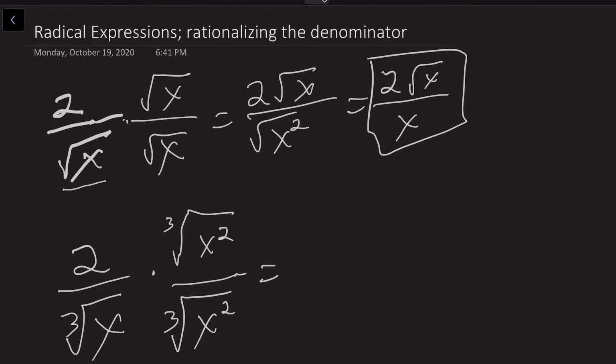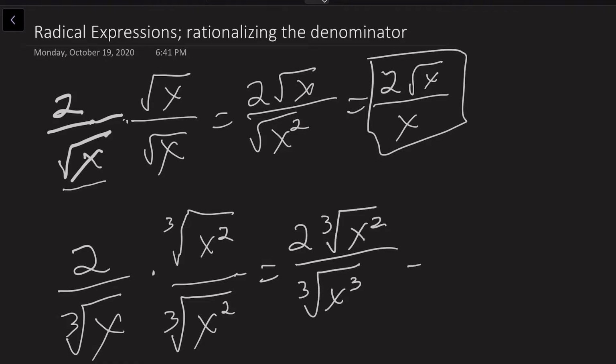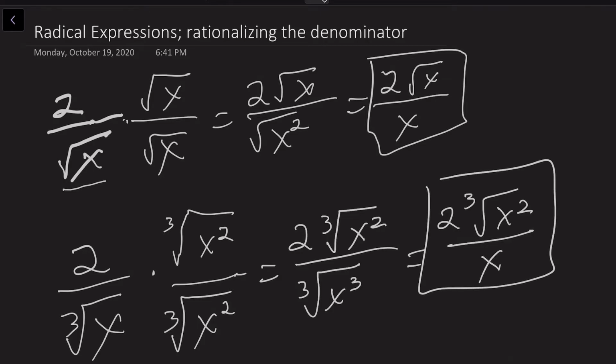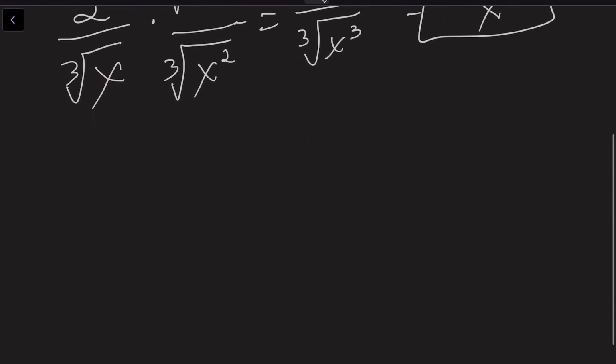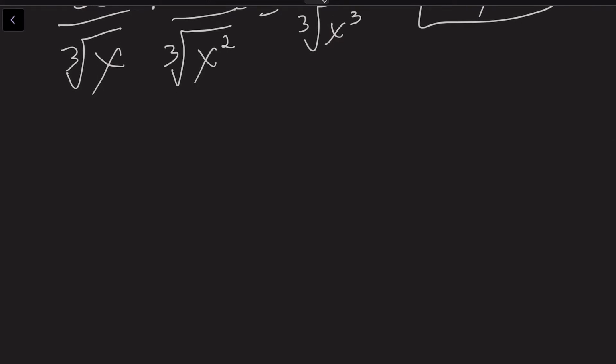So let's multiply this out. 2 times the cube root of x squared is going to be 2 cube root x squared over cube root of x multiplied by cube root of x squared, which is cube root of x times x squared, which is x cubed. And of course, this becomes 2 cube root x squared over x. And this is now in the simplest form.